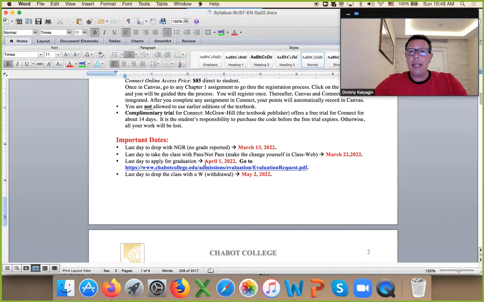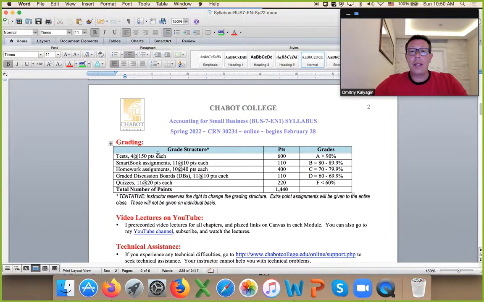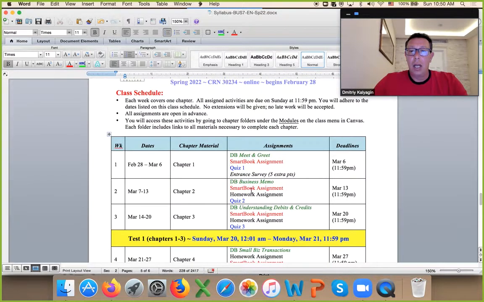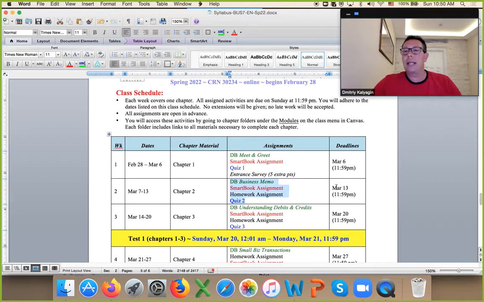So these are the dates. This is our grading structure. Pretty much the structure is very straightforward and repetitive. So every week you have a graded discussion, smart book, homework, and quiz. Chapter 1 doesn't have homework. It has discussion, smart book, and quiz, but there's no homework. So these 4 assignments are due Sunday every week, midnight, 11:59 p.m.